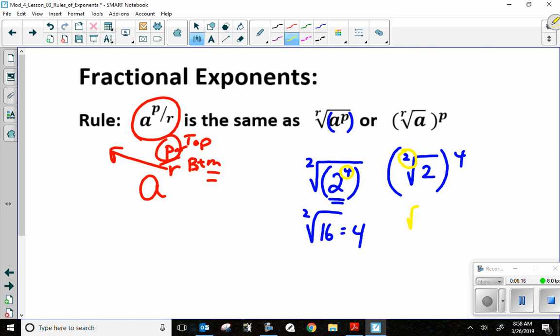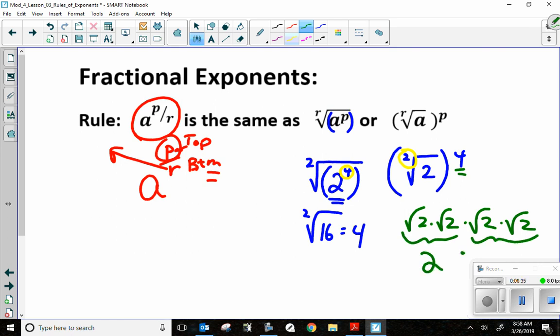That's the square root of 2. I won't even do that out and confuse you guys. I should prove it to you mathematically. If I have 4 of these things, square root of 2 times the square root of 2 times the square root of 2 times the square root of 2. Well, the square root of 2 times the square root of 2 is 2. Here it is. Square root of 2 times the square root of 2 is 2. 2 times 2 is 4. So it doesn't matter which one you do first.